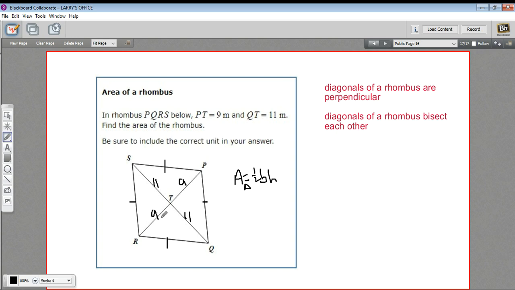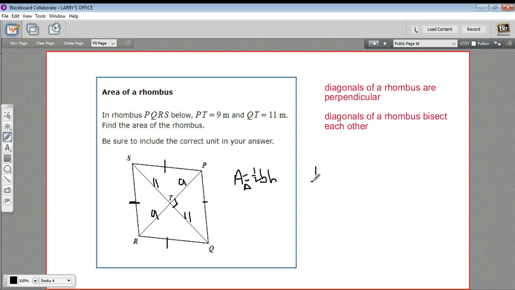And what you should notice now is every single one of these triangles has a side that's 9, a side that's 11, and a side that's whatever length the outside of the rhombus is. So these are four identical triangles. And they're right triangles to boot. So we could figure out the area of one of these triangles and just multiply by 4. So, you use the legs of the triangle for the base and height when it's a right triangle.